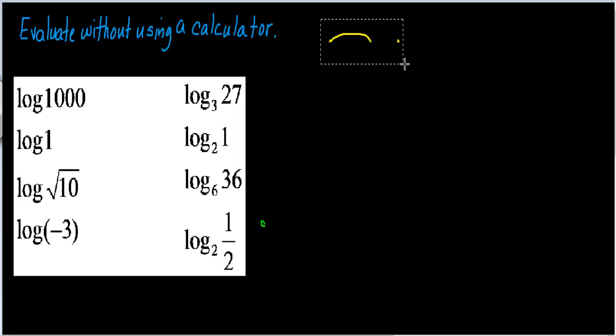Let's do number 3. For number 3, I have log of square root of 10. Let's write that for number 3. Log square root of 10. What does that equal? It equals x. I don't know what it equals. Let's find out.